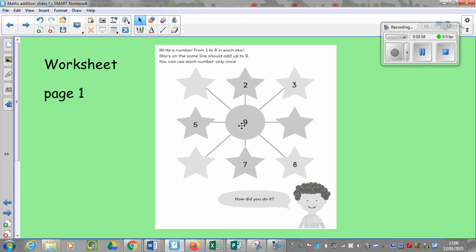So you need to figure out what number is missing from here that's in line with the 5, what number should go over here that's in line with the 3, and which number needs to go over here. Then I want you to tell your talk partner how exactly you did it and how you know that you've got it right. Okay, pause and have a go at that now.